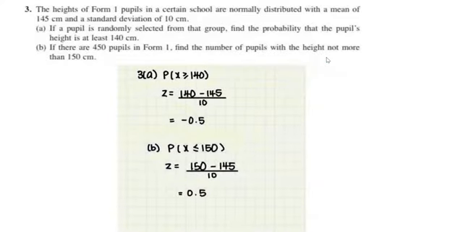Next. From question 3a, we can find the probability P of S larger or equal to 140. Z equals 140 minus 145 divided by 10. So we get the answer negative 0.5. From question B, we can find P of S smaller or equal to 150. Z equals 150 minus 145 divided by 10. So the answer is 0.5.